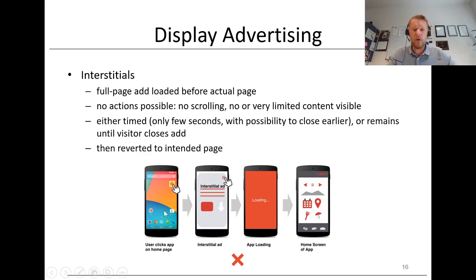Here you can see an example on an app, for example. You open up one particular app and you see an interstitial ad. This is an ad about a particular product, and either, as I said, it lasts a few seconds, or you have to close it down by hitting this close button, and then the actual app loads and you can perform the activity that you wanted to perform on the app. That's an interstitial.